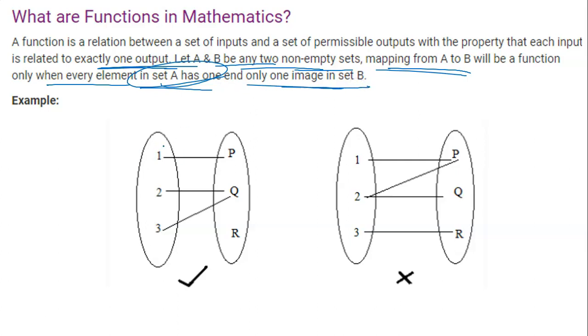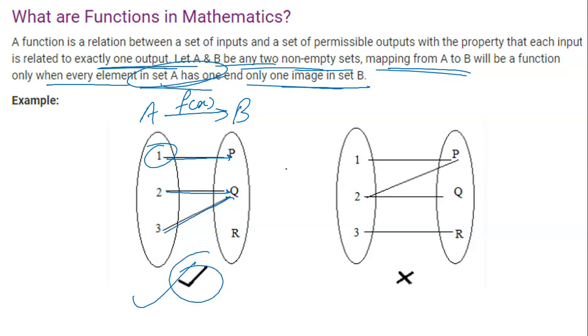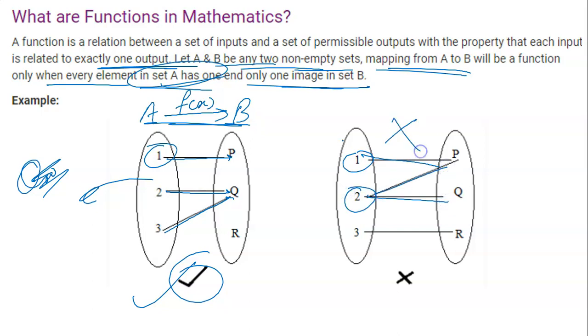See, this is in A and this is in B and they are related to each other by function f(x). 1 is connected to P, 2 is connected to P and 3 is connected to Q. This is a function, and it is a relation from A to B. Now look over here. 1 is connected to P. Now 2 is connected to P and Q both. So this cannot be called a function.